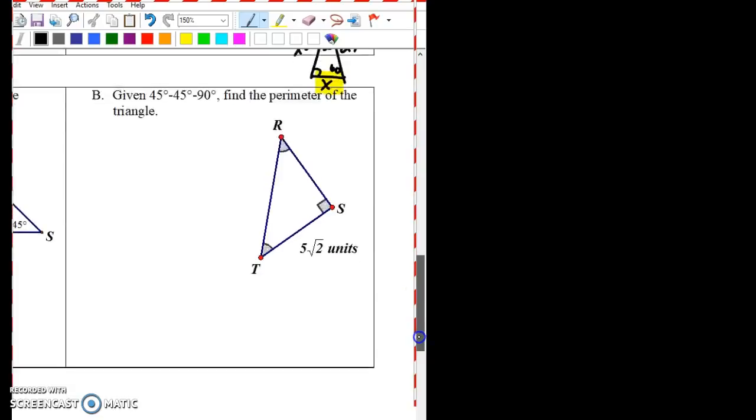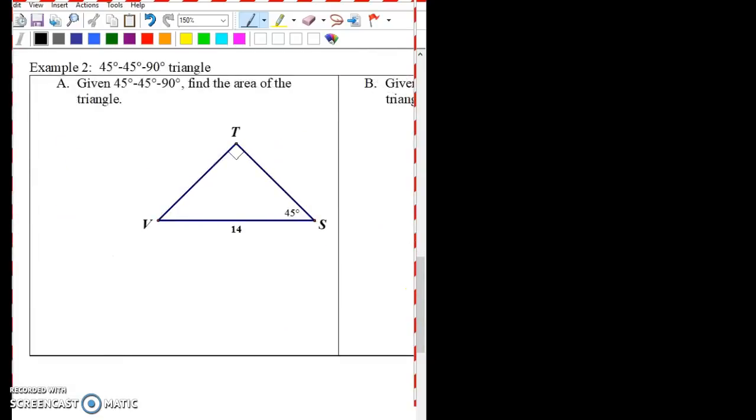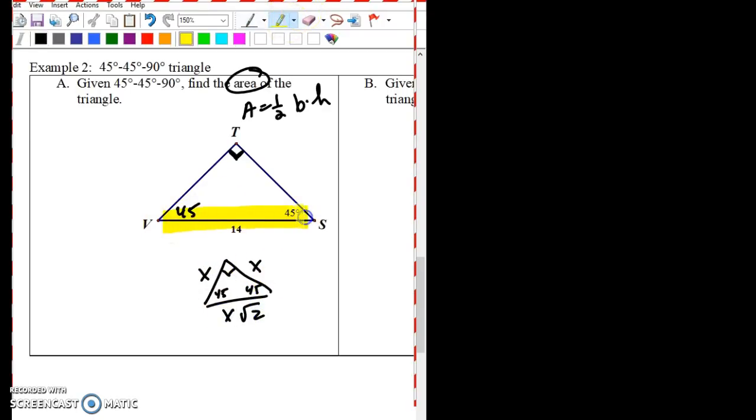Let's try a 45, 45, 90 triangle. So here we have a 45, 45, 90 triangle. It wants me to find the area. Well, I know the area of a triangle is 1/2 base times height. I don't know the base or the height. Here's my right angle. So let's find those. So I'm going to draw a similar 45, 45, 90 triangle. And I know the rule is x, x, x square root of 2. So if you notice, the hypotenuse corresponds to x square root of 2.